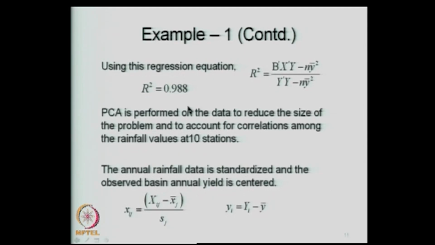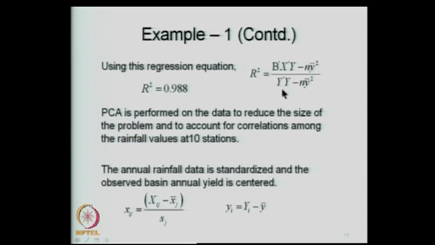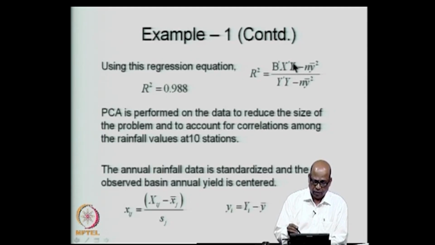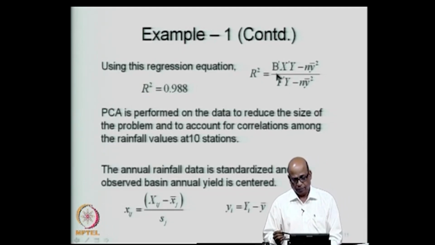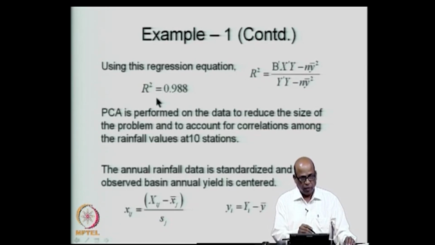If we use this regression equation as obtained here and we get the R square value, this is what we discussed in the previous lecture. R square value is given by b dash x dash y minus n y bar square, where y bar is the mean of the y data, by y dash y minus n y bar square. N is the number of data, x dash is the transpose of your x matrix, b dash is the transpose of b vector. So, when we do that, you get for this example R square as 0.988.